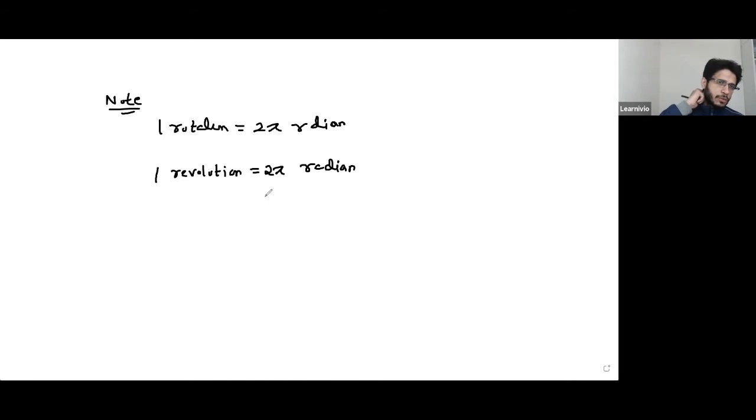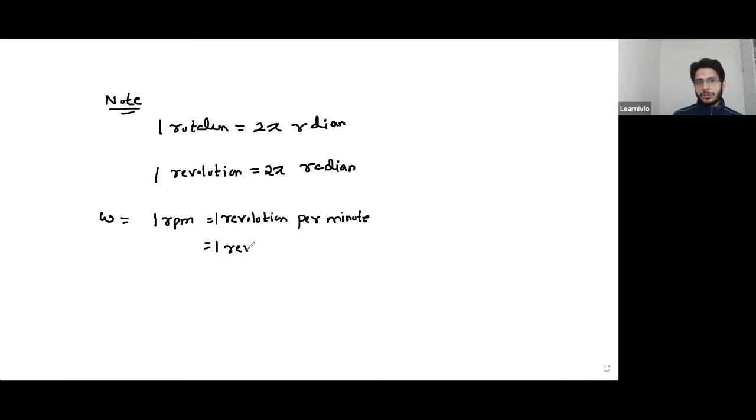The next is RPM. Sometimes you can get your omega in terms of RPM, which is revolution per minute or rotation per minute. This RPM is not the SI unit. To convert RPM into SI, one revolution per minute means one revolution divided by 1 minute. Neither revolution nor minute is the SI unit. So first convert revolution into radian, 1 into 2 pi radian. Then convert minutes into seconds, that is 60 seconds. So your omega is pi by 30 radian per second.